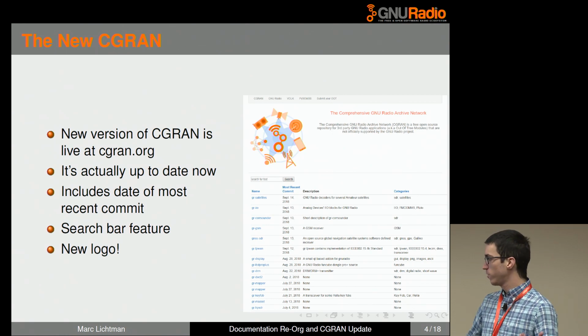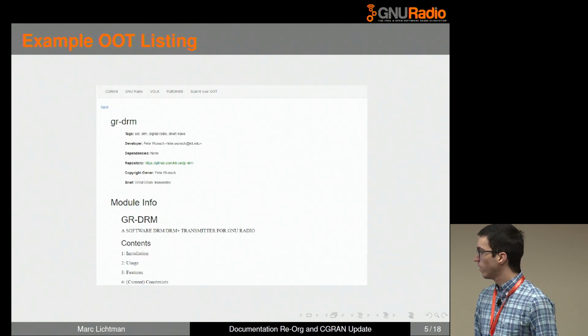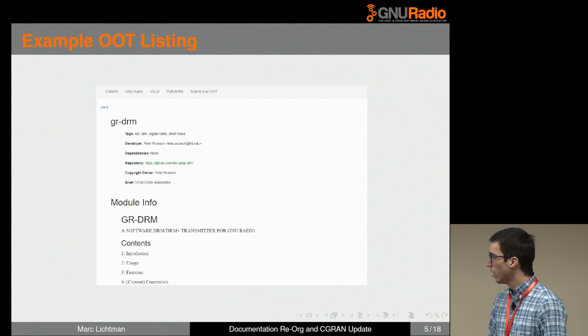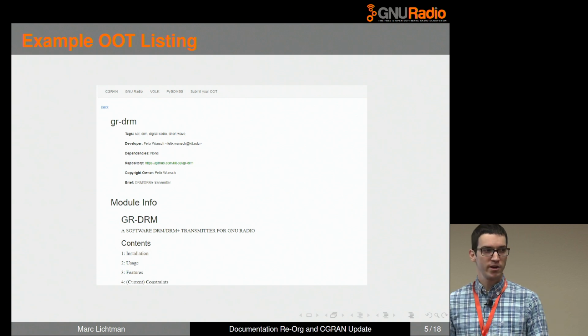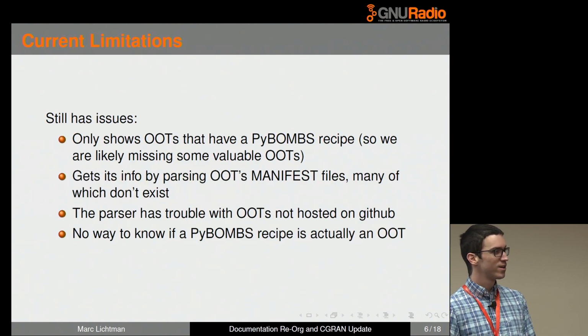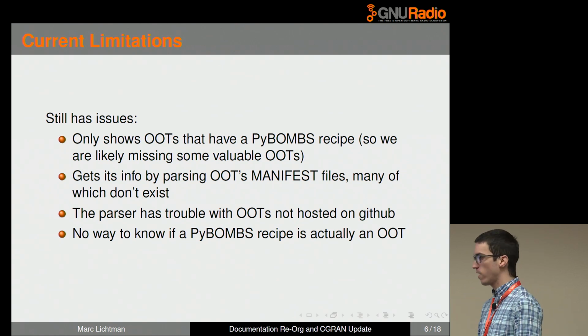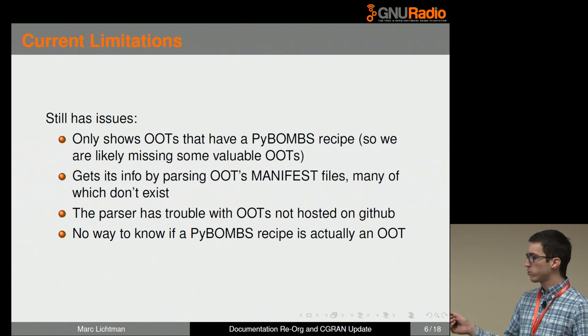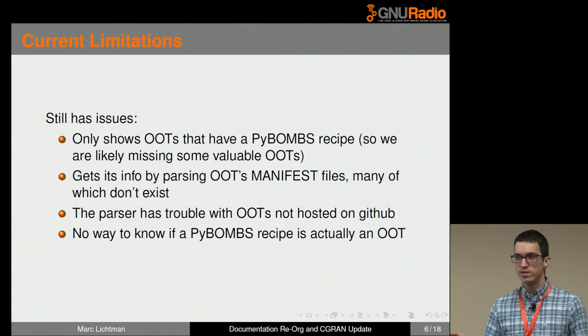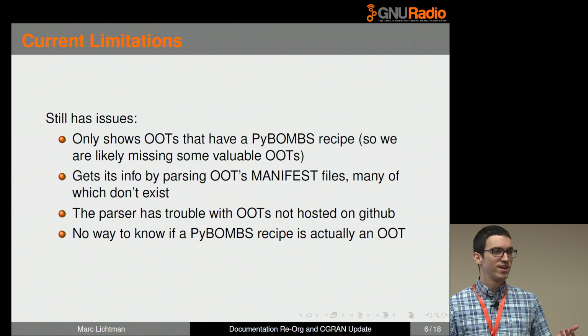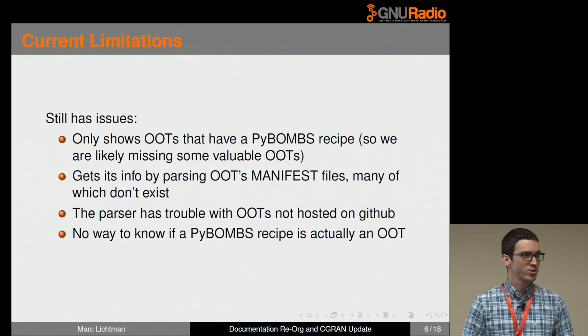Now, here's an example. If you click one of those out-of-tree modules, you'll just see the basic information, like the name and where to find it, and the copyright owner. But this information comes straight from these out-of-tree module manifest files. In the root directory of the repo, a lot of them have a manifest file with all the meta information. And in terms of what out-of-tree modules show up on CGRAN, it's only ones that have PyBombs recipes. That's just how CGRAN was originally formed.